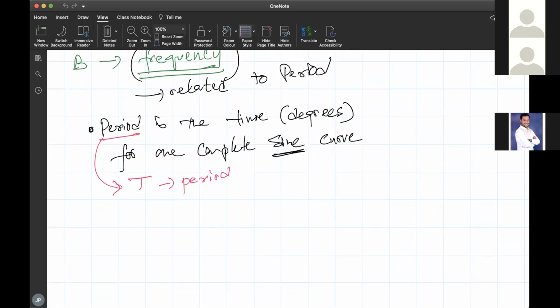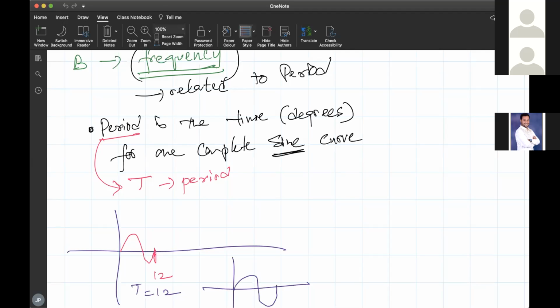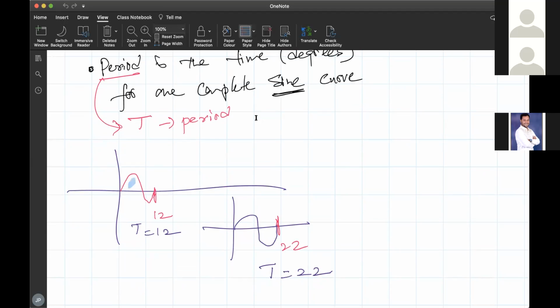So you've got to check. Let's give an example. That was the parent. If I draw something like this and write down 12, what's the period? For what I drew, one complete wave, the period is 12. Let's draw another example. If I call this 22, what's the period? The period is 22. What does it mean? It contains one complete sine wave, one crest, one trough. So period means the time taken for one complete sine wave. That's period. That's not B.